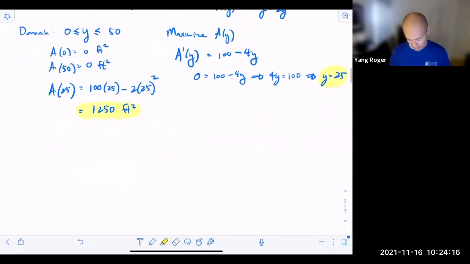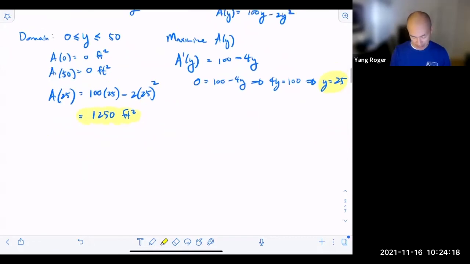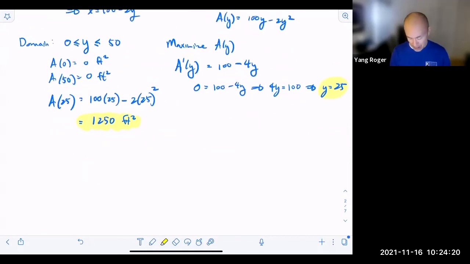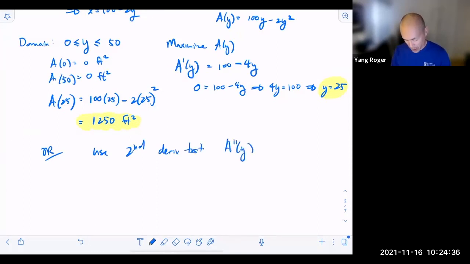Now, you could show that this was a maximum. How could you show this is a maximum? One way you could do it is you could use the second derivative test. So if you took A double prime of y, that's going to give you -4. -4 is less than 0. Negative things make you sad. That's a max. Or you could use the first derivative test.